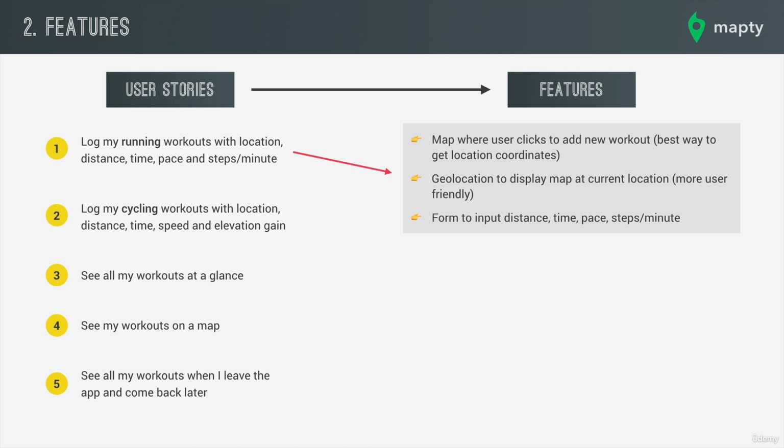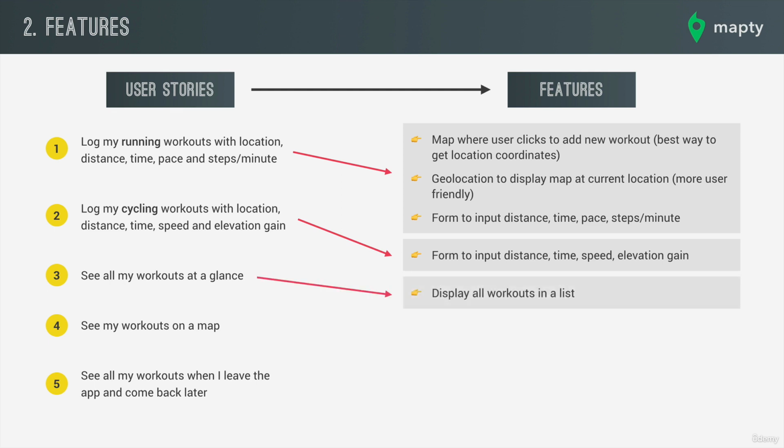And so for this one, we're going to need a form that is very similar to the first one, but this one has to ask for the elevation gain instead of the steps per minute. Then the user wants to see all the workouts at a glance, and so therefore we're basically just going to have a list with all these workouts. Then the user also wants to see them on a map, and so therefore we will have a feature basically displaying all the workouts on the map as well.